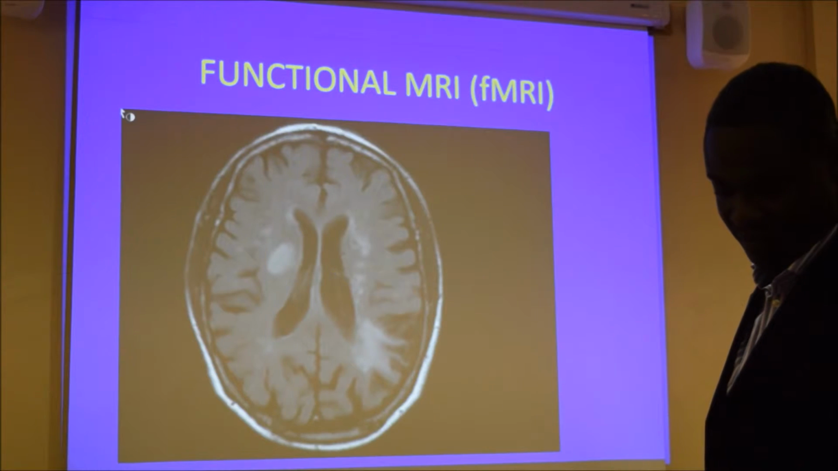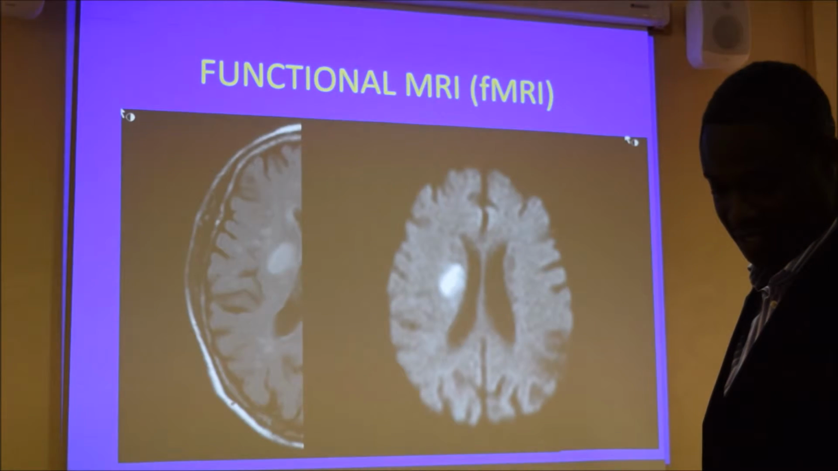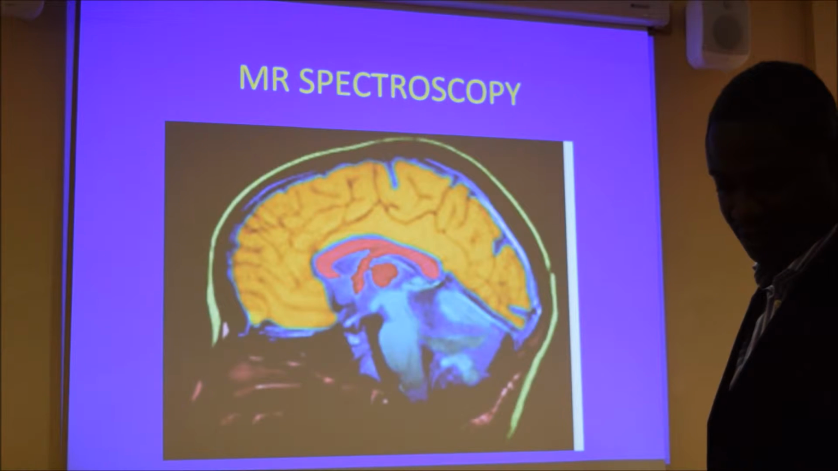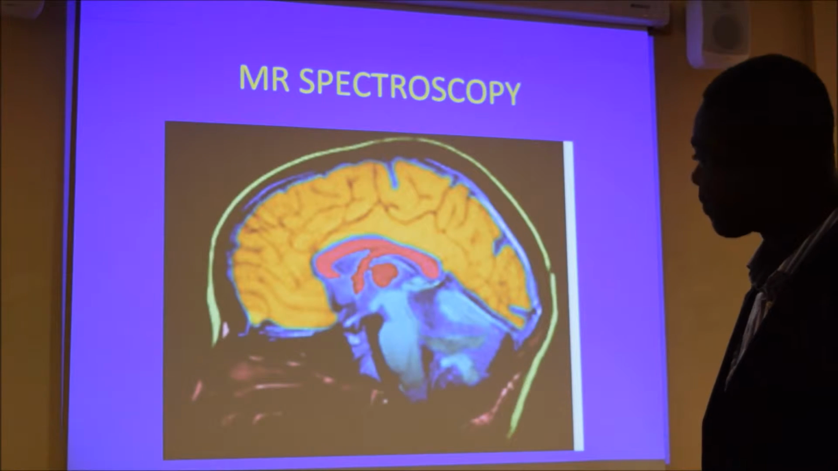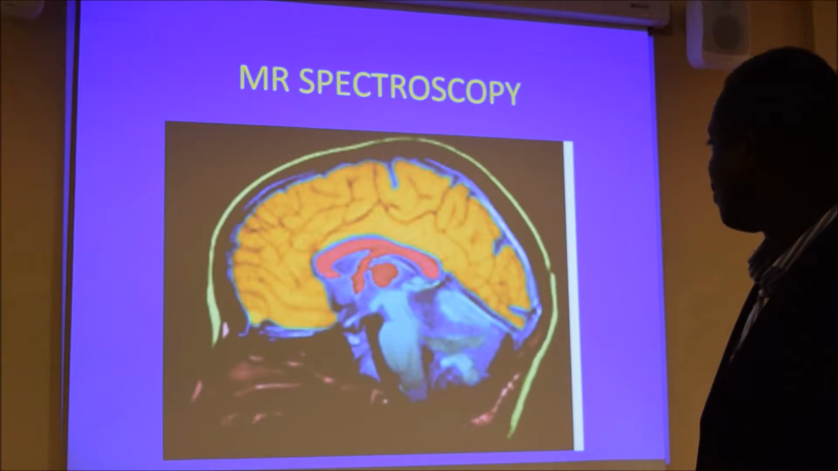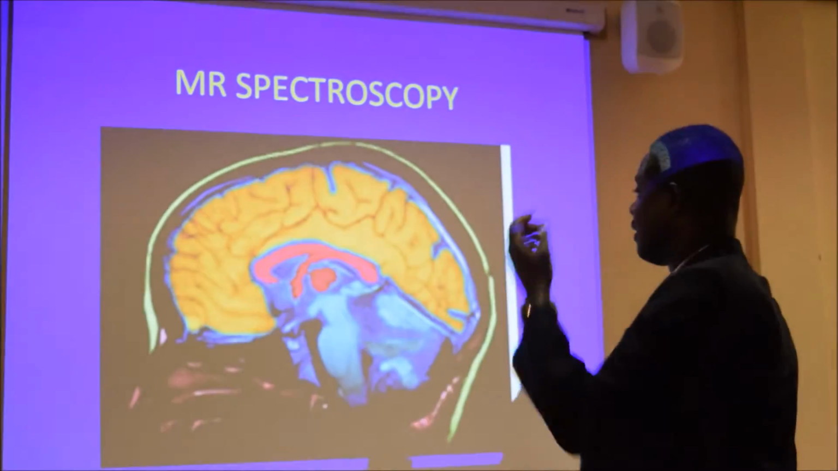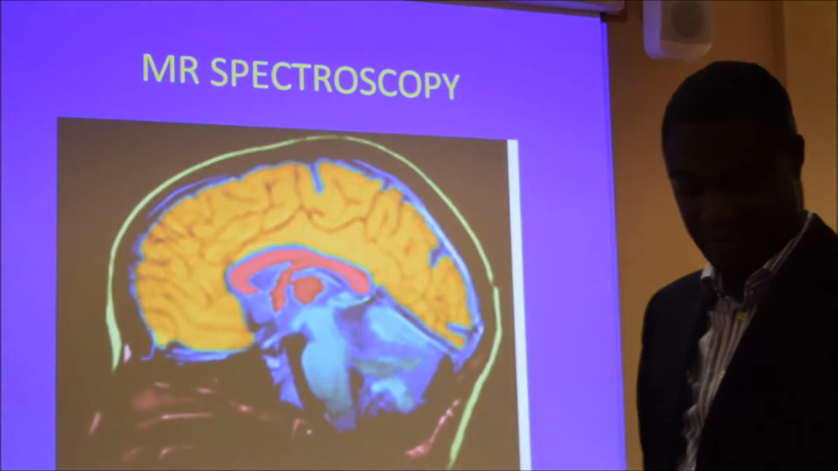Use MRI for different things. Functional MRI, as in this case, diffusion weighted imaging, MR spectroscopy can all be performed where different colors are assigned to different parts of the brain in an MRI scan.